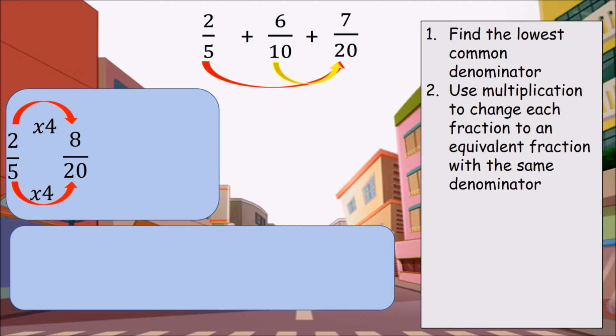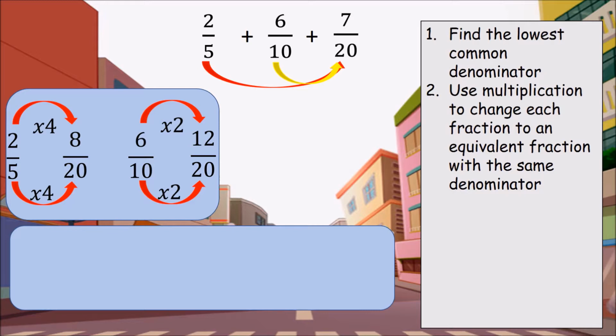Now let's do the same again for 6/10. So how many times does 10 go into 20? Well, of course it goes twice. And whatever we do to the bottom, we always do to the top. So in this case, we're going to multiply 6 by 2. Now 10 times 2 is 20 and 6 times 2 is 12. So the equivalent fraction to 6/10 in 20ths is 12/20.